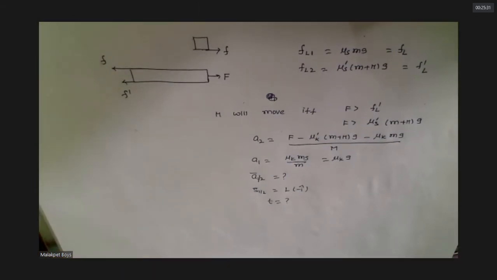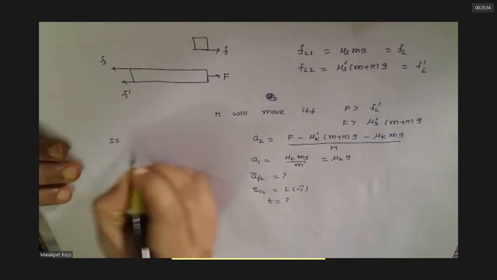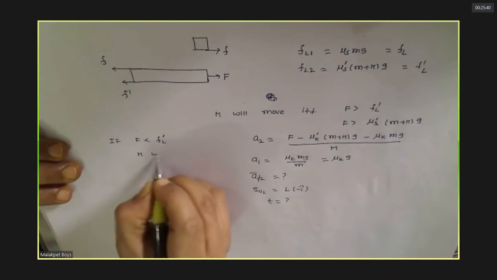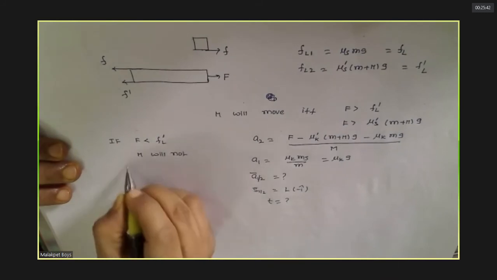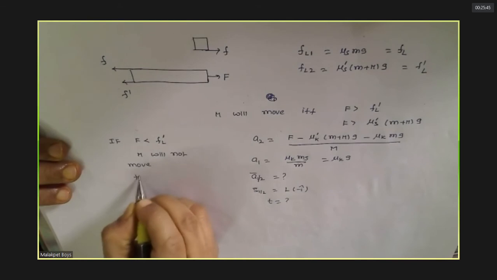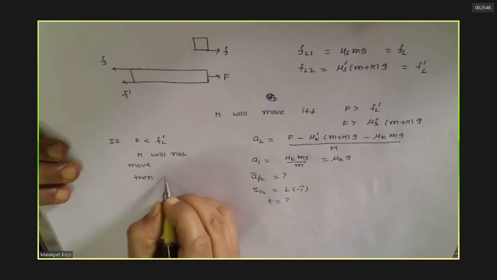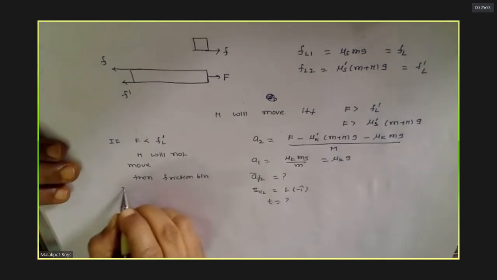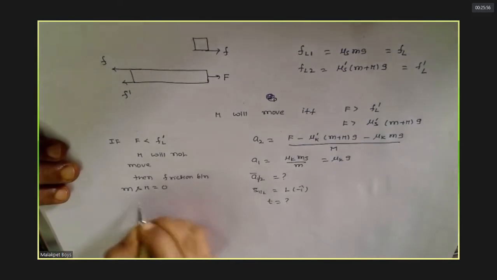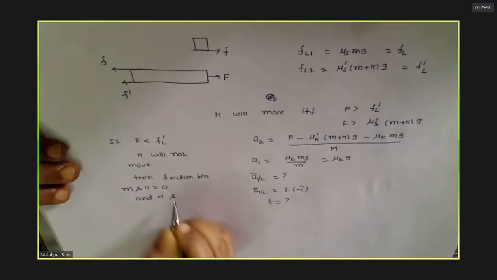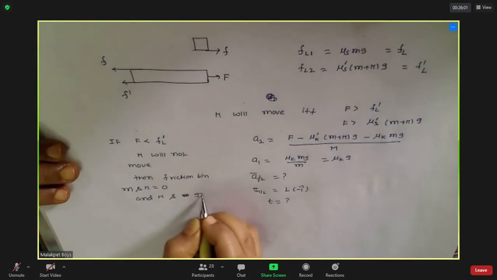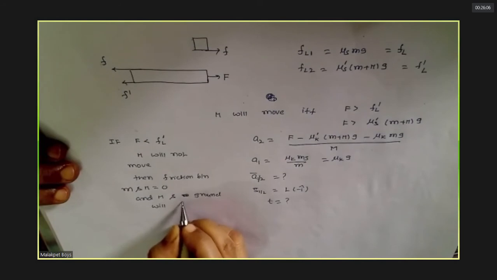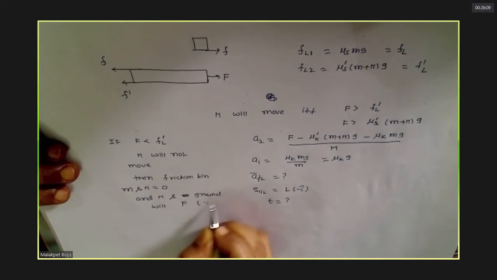Yes, sir. Now suppose F is less than this limiting friction force, M will not move. Then there is no friction between which blocks? Small m and capital M will be zero, and between capital M and ground, it will be what? F1, you know? Yes, sir.